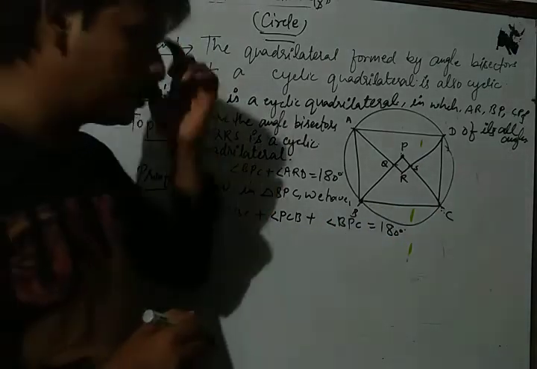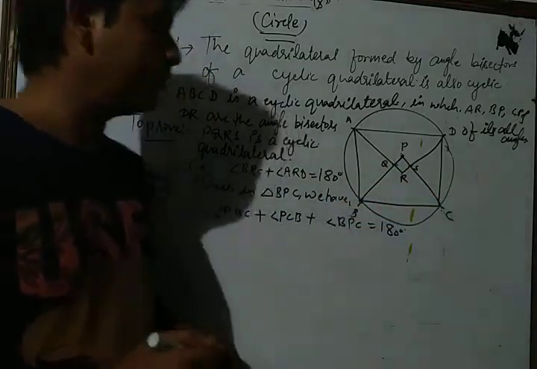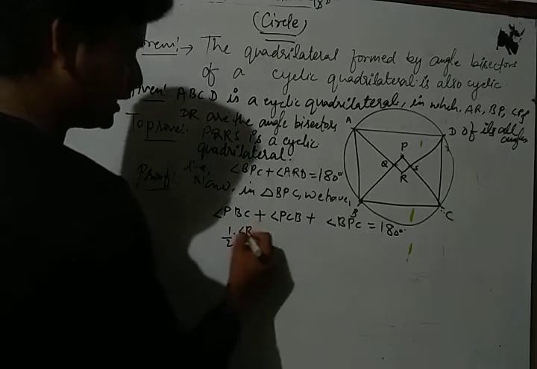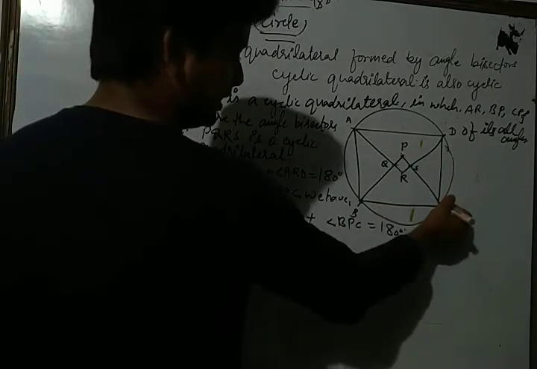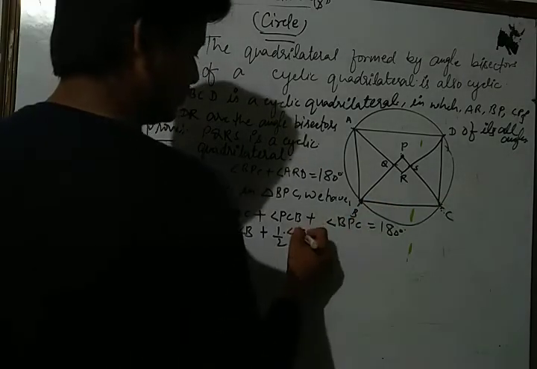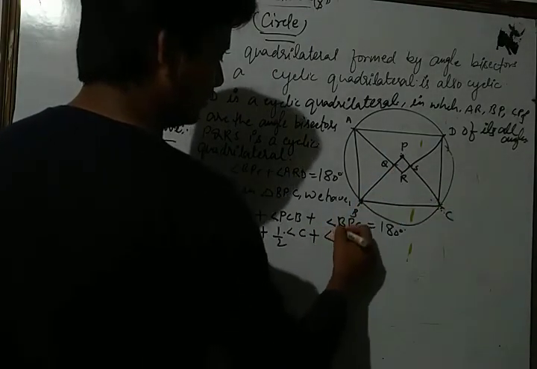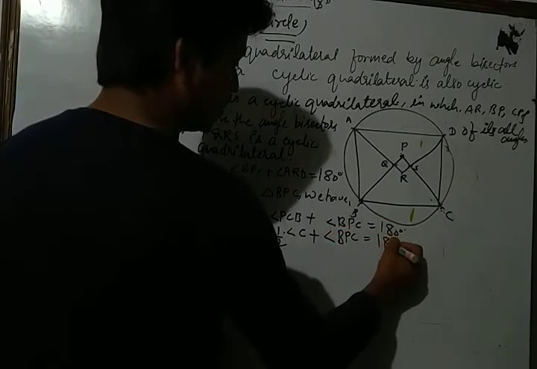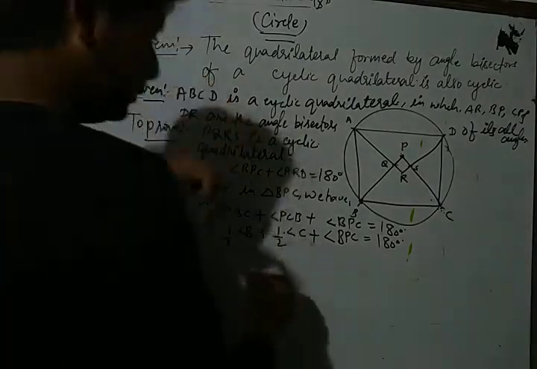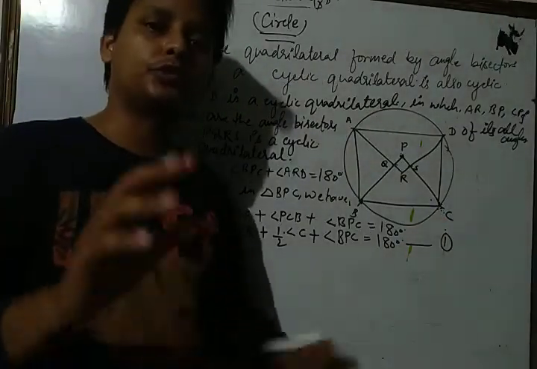Now again from the figure, since BP and CP are the angle bisectors of angle B and angle C, we write angle PBC as half of angle B, angle PCB as half of angle C, plus angle BPC as it is, equal to 180 degrees. We take this as equation number 1.